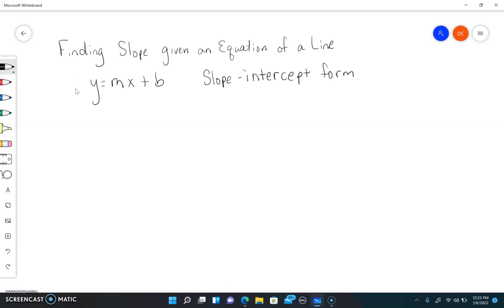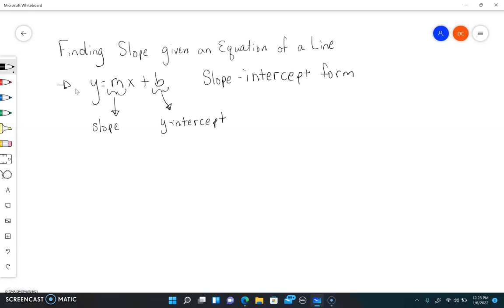In another video about slope, we talked about how m represents slope. So this m also represents your slope. And your b in this case represents your y-intercept. And so that's why this form of the equation, y equals mx plus b, is called the slope-intercept form of the equation.